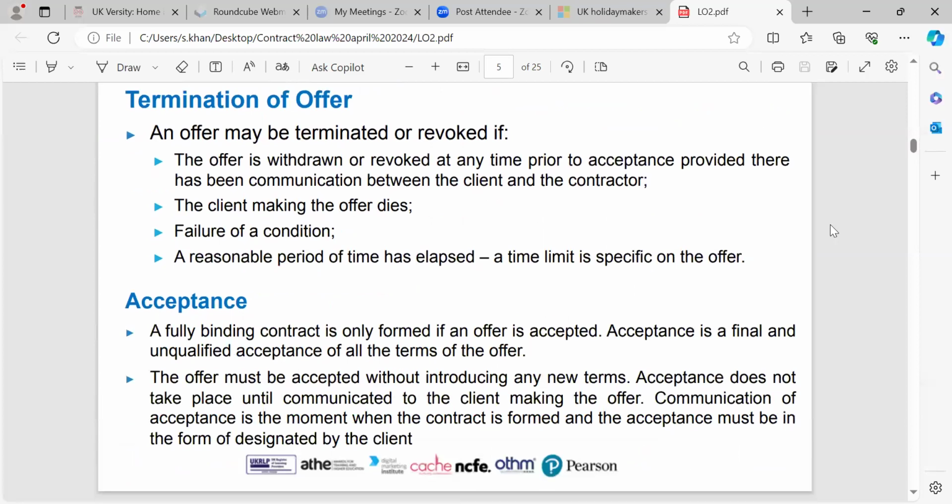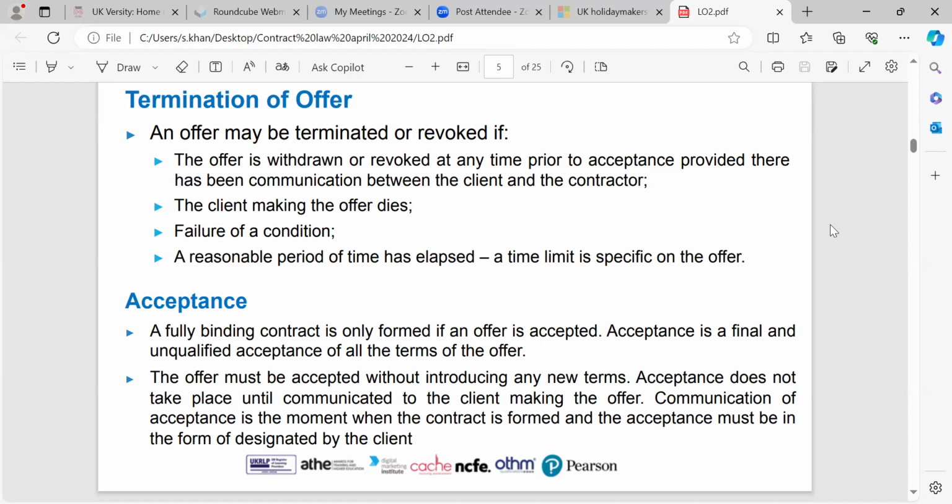So, termination of an offer. An offer may be terminated or revoked if the offer is withdrawn or revoked at any time prior to acceptance, provided there has been communication between the client and the contractor; if the client making the offer dies; on failure of a condition; if a reasonable period of time has lapsed; or if a time limit is specified on the offer. The general rule here is that an offer can be withdrawn at any time, as we've just mentioned. To be effective in law, the offeree must be informed that the offer no longer stands, although such communication need not come from the offeror, but rather may be made by a third party.